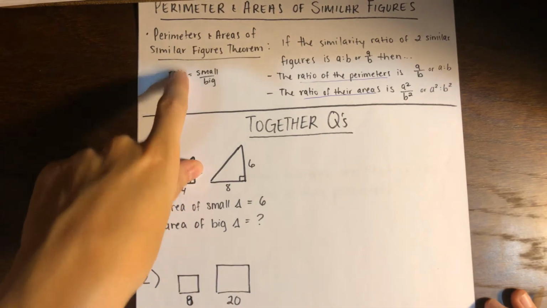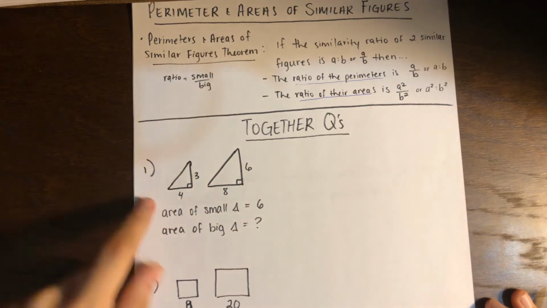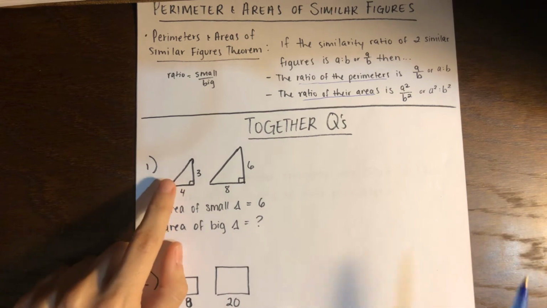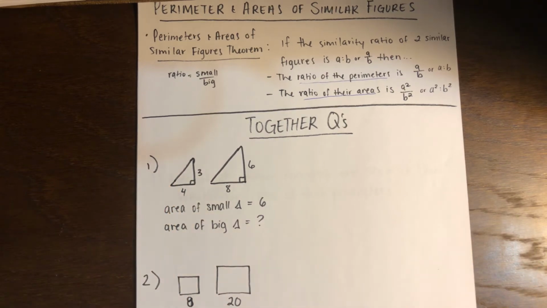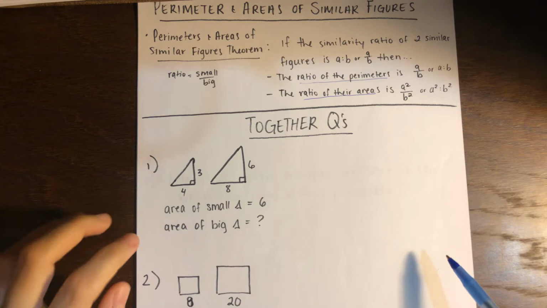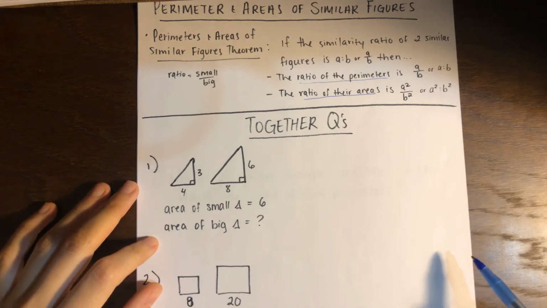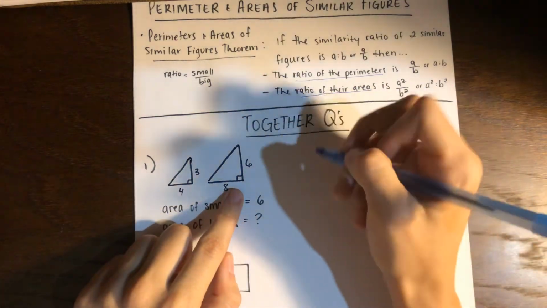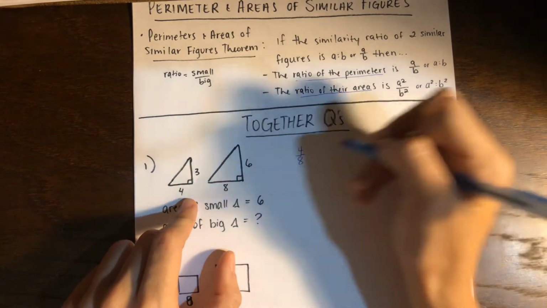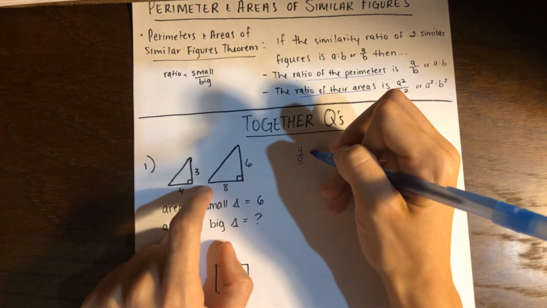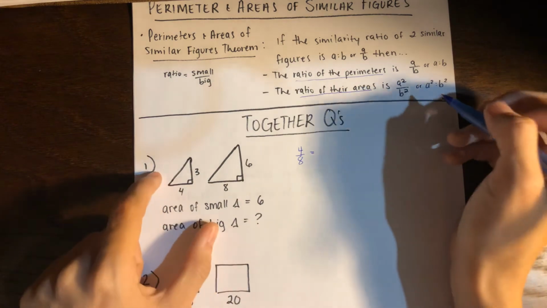Remember, all of our ratios are always going to be the small over the big numbers. So they tell us that the area of the small triangle is 6. So we need to find the area of the big triangle. The way we do that is we first write a proportion. So small to big, 4 to 8, and then 3 to 6. But we don't need to do that in this case.